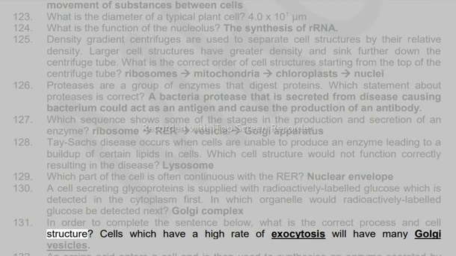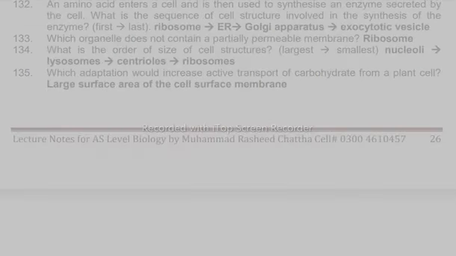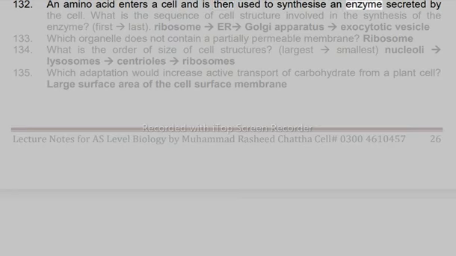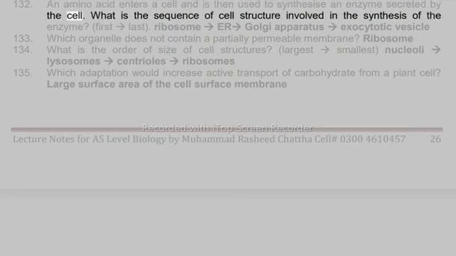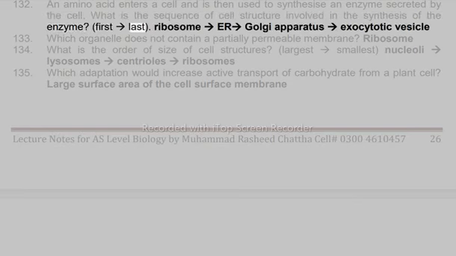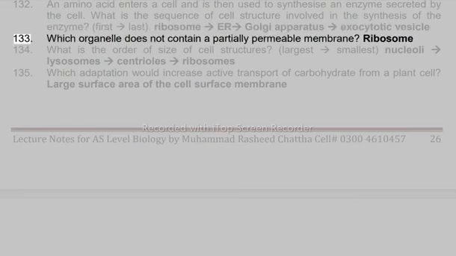Structure. Cells which have a high rate of exocytosis will have many Golgi vesicles. 132. An amino acid enters a cell and is then used to synthesize an enzyme secreted by the cell. What is the sequence of cell structures involved in the synthesis of the enzyme? First to last: ribosome, ER, Golgi apparatus, exocytotic vesicle.